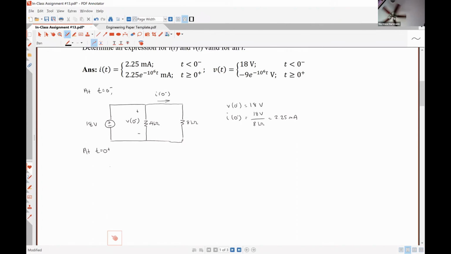So we're going to have our 18 volt source. An open circuit.